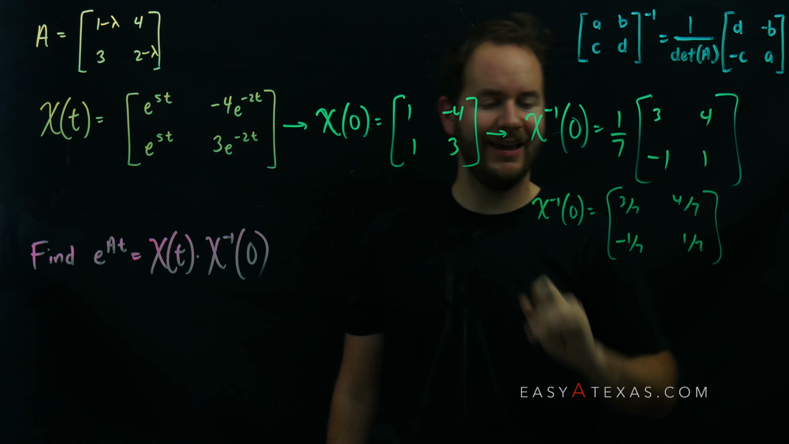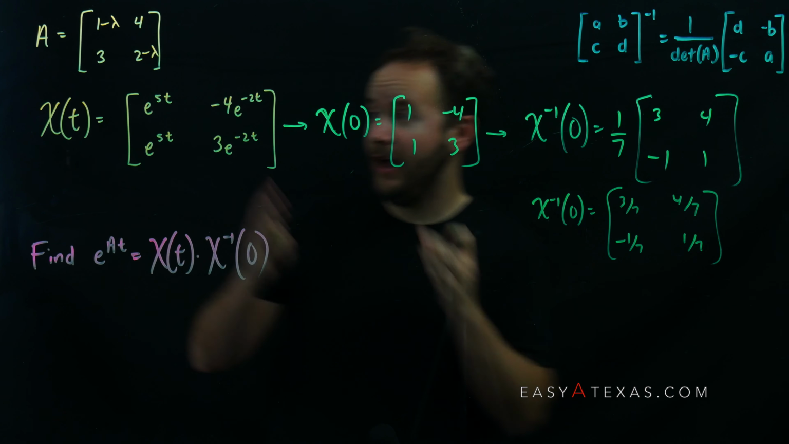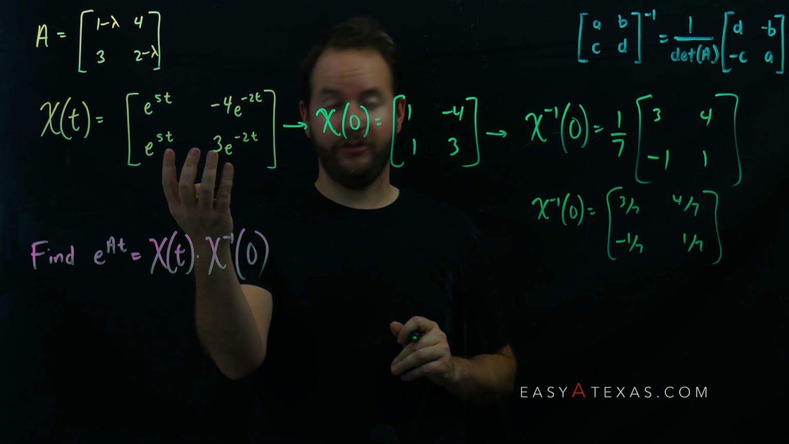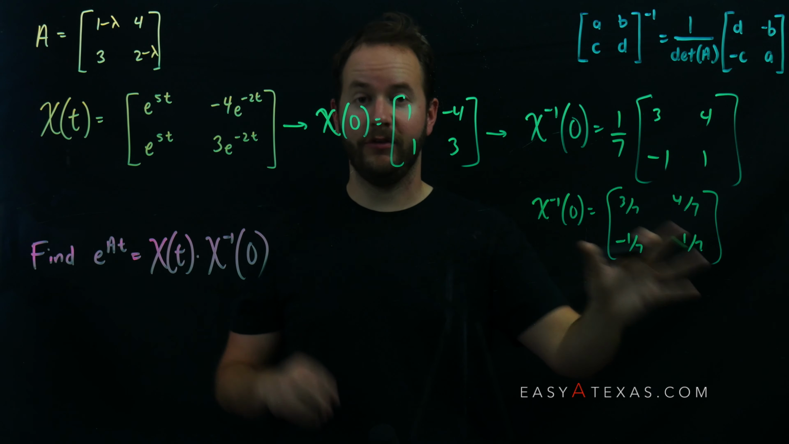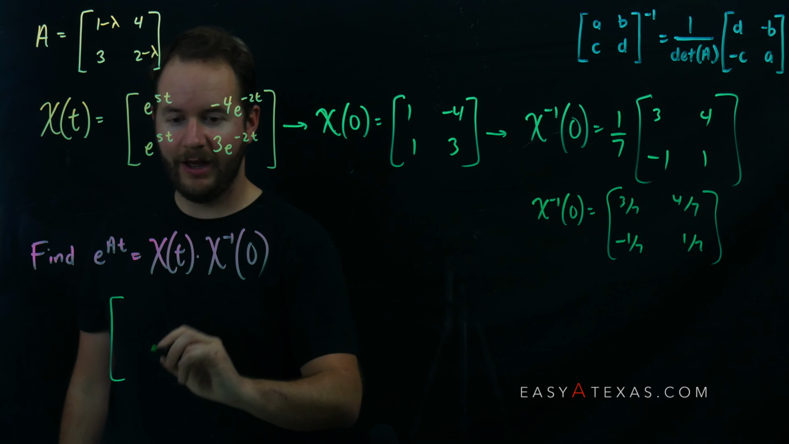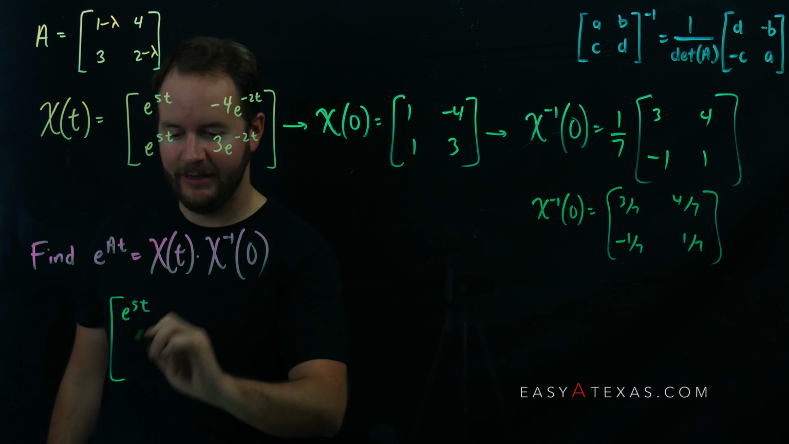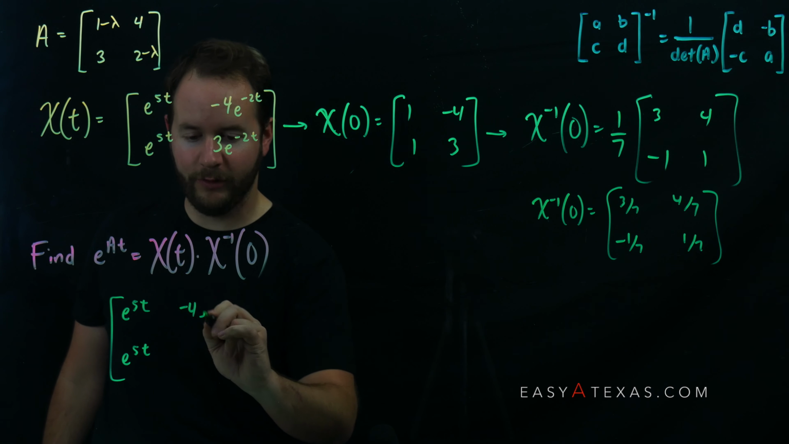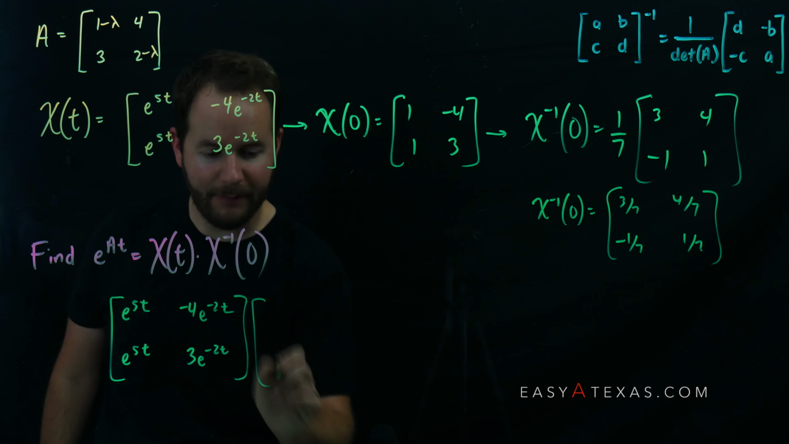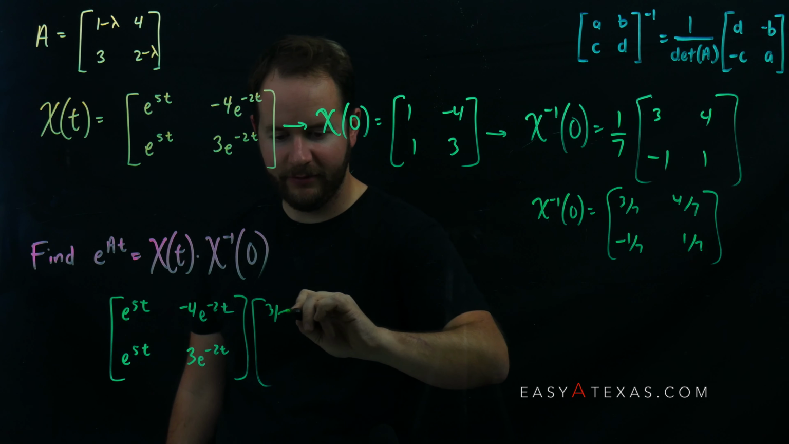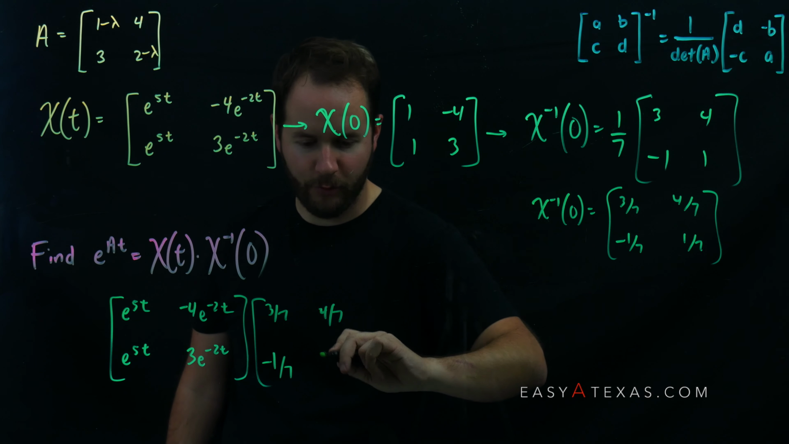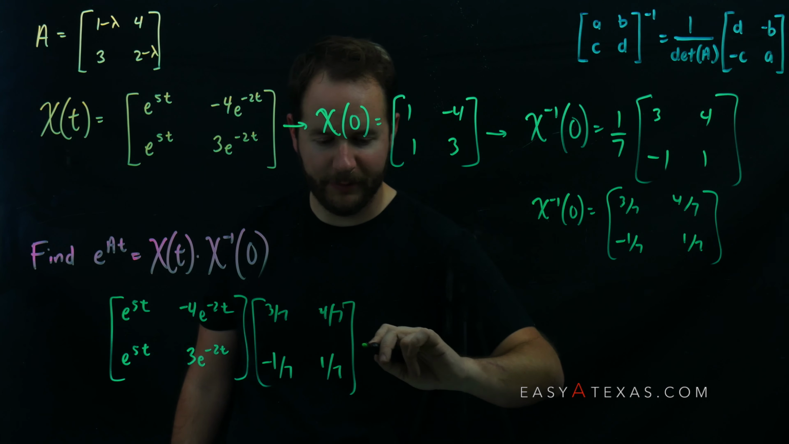So this is my chi inverse of 0. I've got chi inverse of 0, I've got chi of t, so to find e to the At, I just take chi of t, which is this matrix here, and multiply by chi inverse of 0. It's really important that you do it in this order because order matters. So you have to do chi of t first. It's going to be e to the 5t, e to the 5t, -4 e to the -2t, and 3 e to the -2t. And I'm going to multiply it by my chi inverse matrix of 3/7, 4/7, -1/7, and 1/7. And now we're going to do the matrix multiplication.